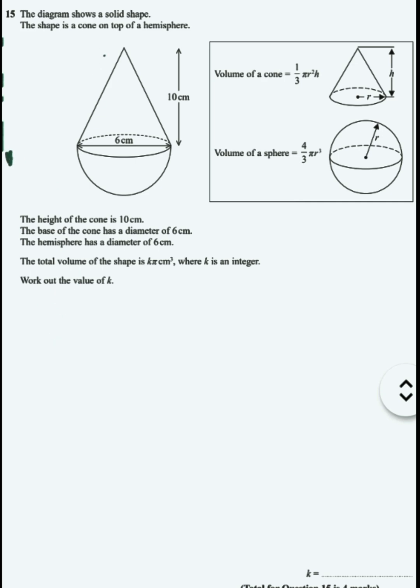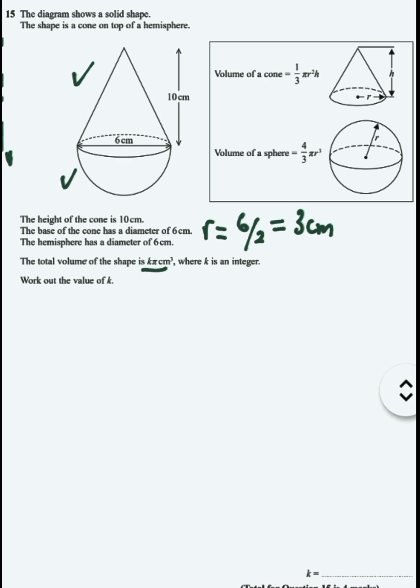All we just need to do is to find the volume of the cone and add it to the volume of the hemisphere. Since we are given everything, the height is given, the diameter is given. From the diameter, we know that the radius, when you divide the diameter by 2, is 3 centimeter. Now the diameter of the cone is the same as the diameter of the hemisphere, so the radius of the hemisphere is also 3 centimeter. Now the total volume of the shape is k pi. Okay, now k is an integer, that is a number.